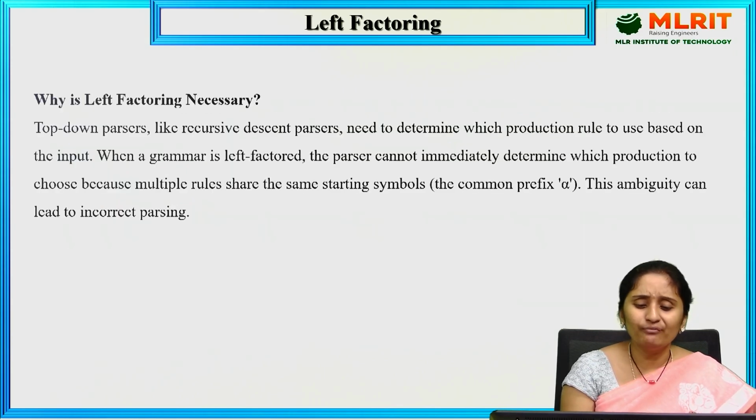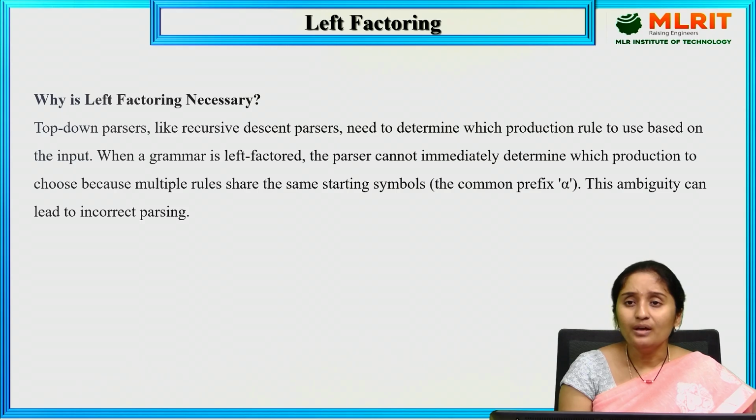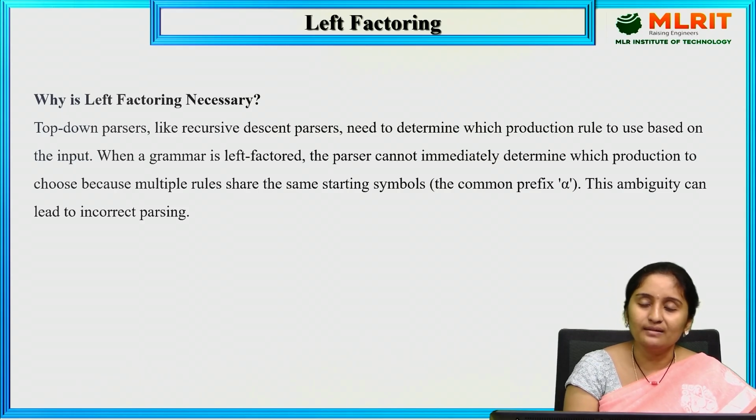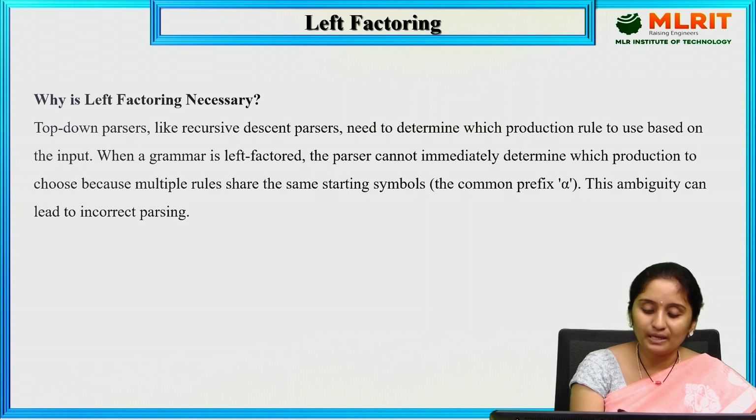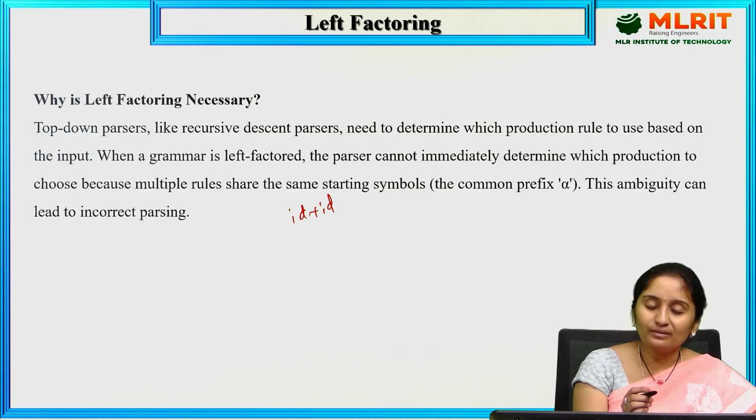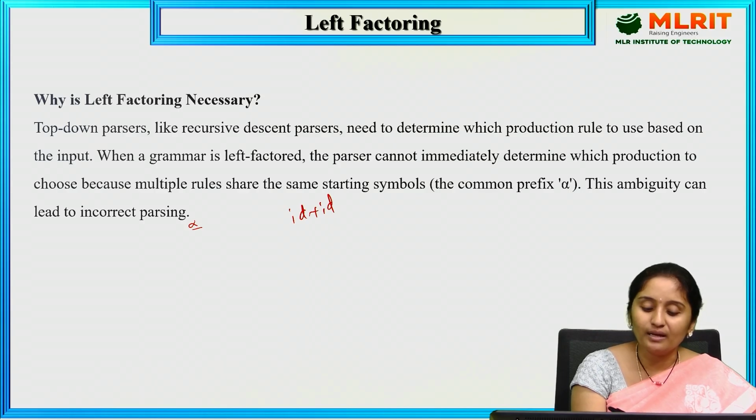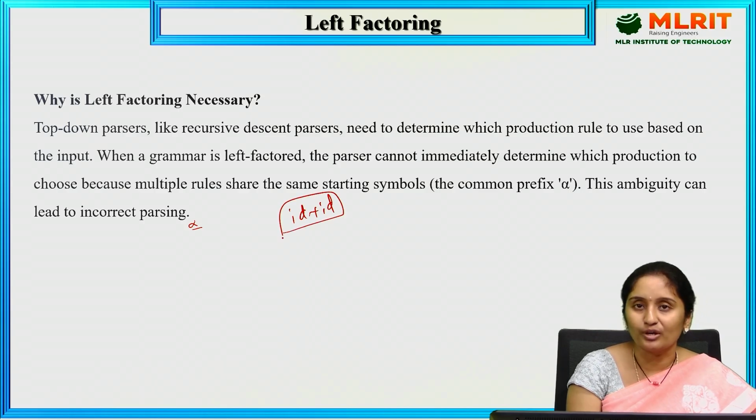Why, if we have left factoring, what is the problem? If left factoring is there, I cannot derive the string, for example to derive a particular string like id plus id, which production rule do I need to take? The starting symbols of all the production rules point to the same alpha. So which production rule do I need to take to generate this string? There will be confusion, and in order to overcome this ambiguity, we eliminate left factoring.